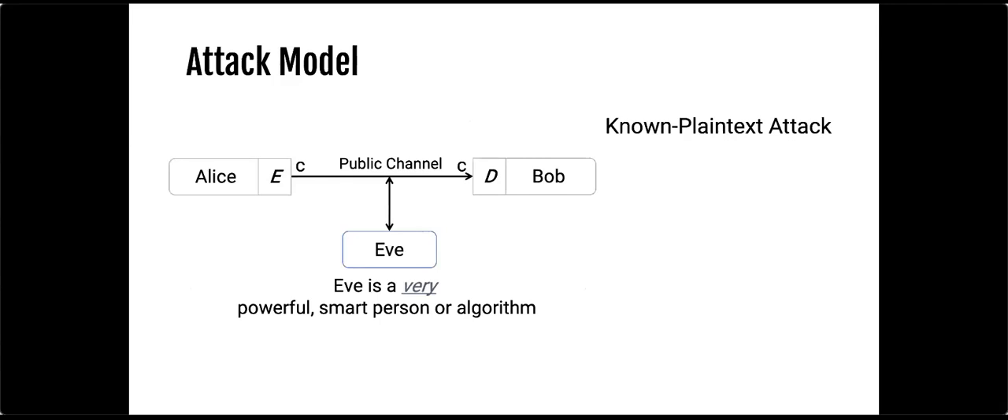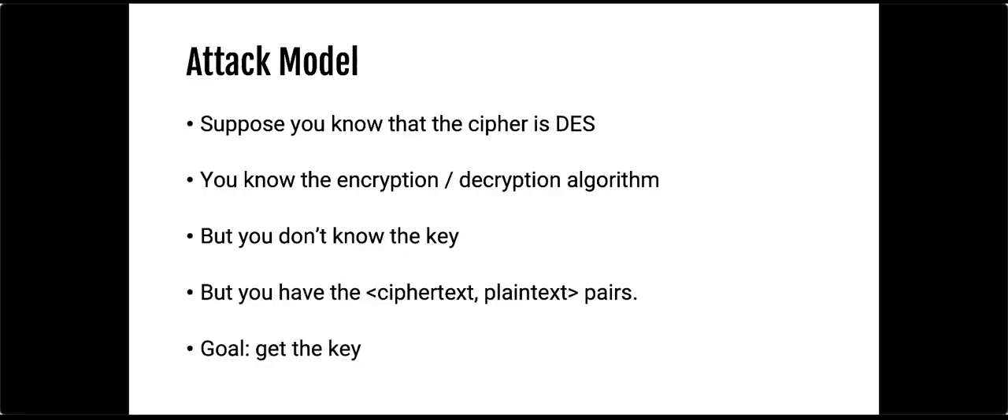However, on the other hand, the good thing is that since you're Eve, you are monitoring the public channel between Alice and Bob, so you can get a lot of plain text and ciphertext. Suppose that you know the plain text, okay? Suppose you have this crypto system with the key as a black box, and you will be able to get the ciphertext and plain text pairs.